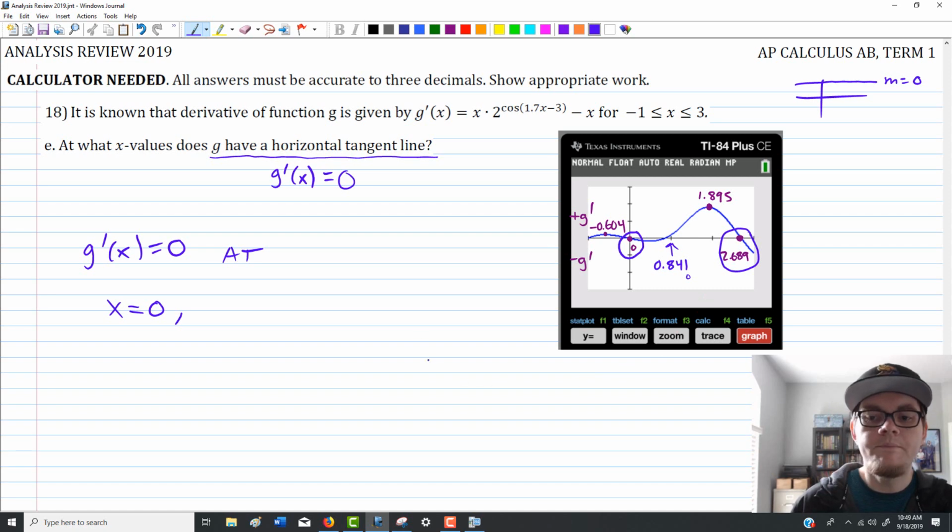Technically it could also be 0. So it'll be at x equals 0, x approximately 0.841. And then our third value was that last one that we'd already found, 2.689.